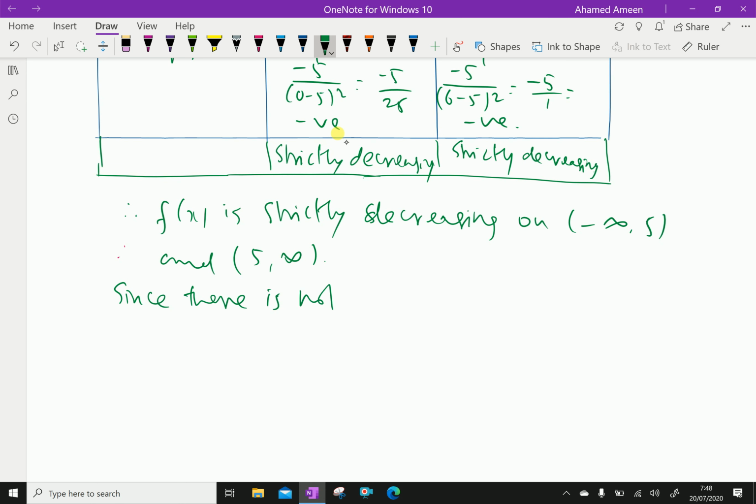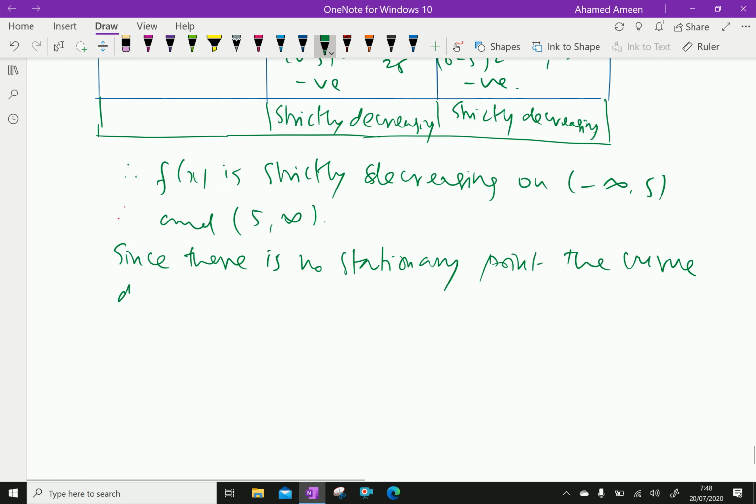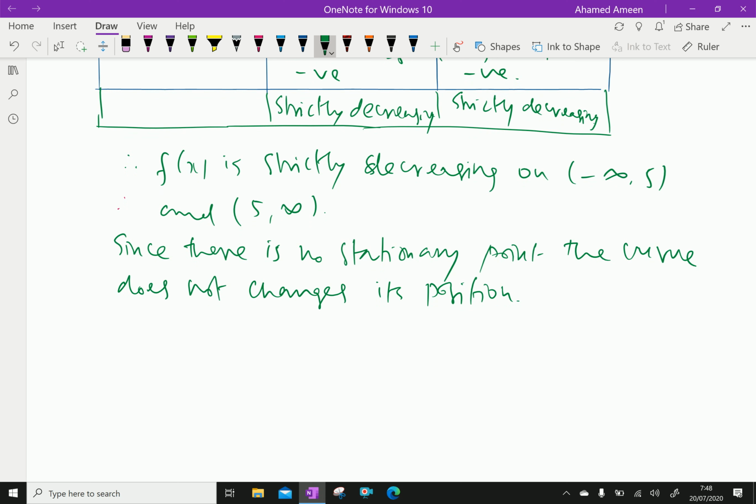Since there is no stationary point, the curve does not change its position. Therefore, hence there is no local extrema.